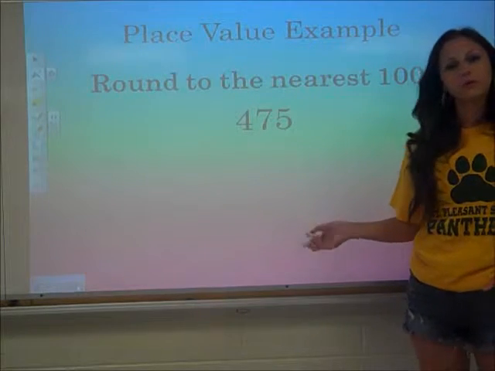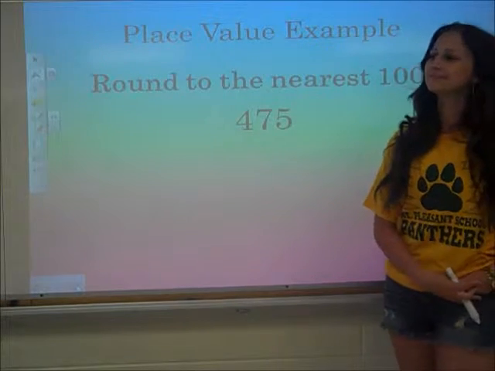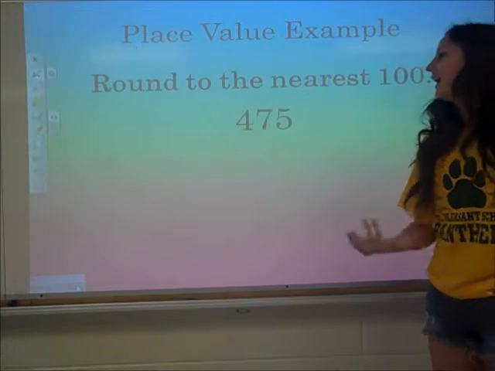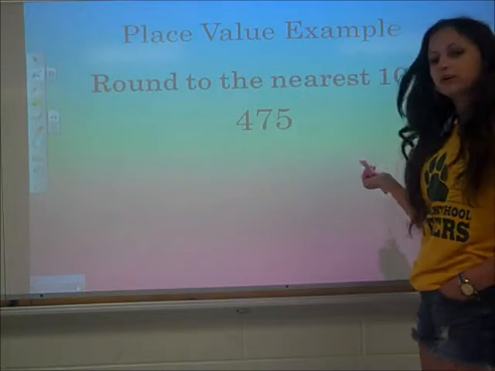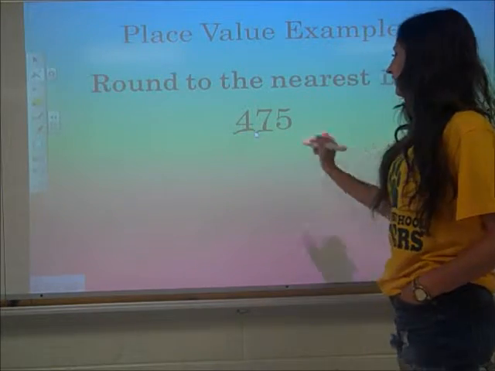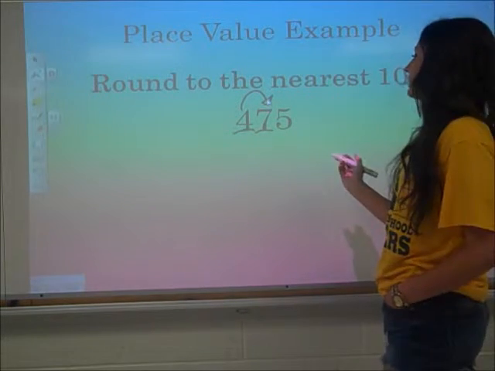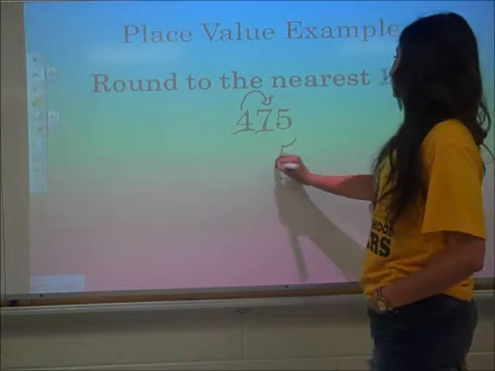So here's another example, and we want you to take a minute, pause the video, and try this on your own. So, if you were going to do this, you're going to look at 4, which is the rounding place, and you're going to look 1 to the right of that, which is 7, and since 7 is greater than the halfway point, your answer is going to be 500.